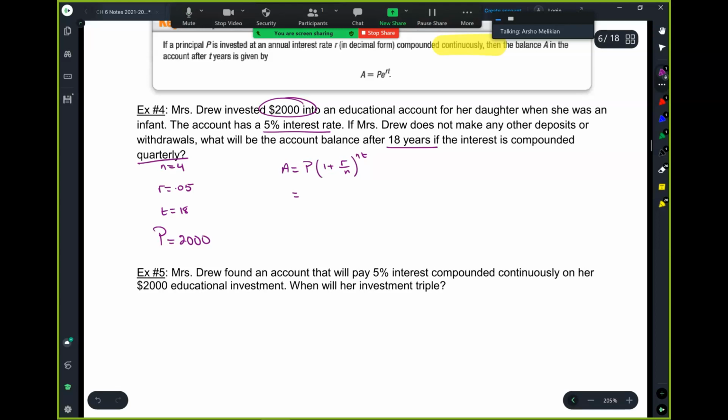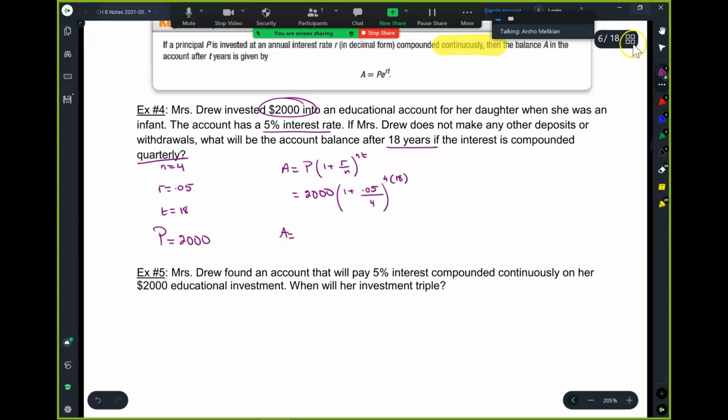How do you know when to use which one? Because this does not say continuously, this is the one you use. It says compounded quarterly, that means n is 4. What's the difference? You'll see right now. Let's do this one. So 1 plus 0.05 over 4 to the power of 4 times 18.